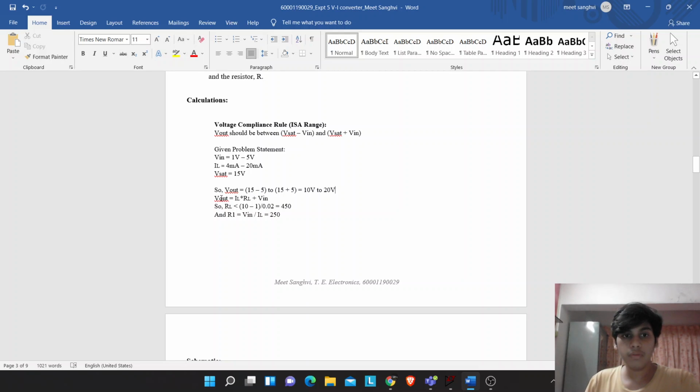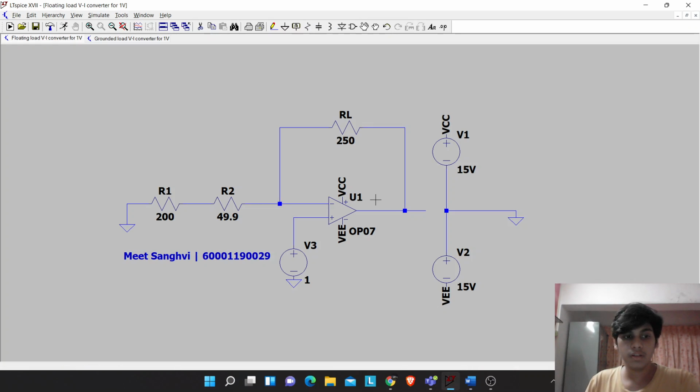Now if we rearrange the formula, we get RL should be less than 450 ohms. This means that our load resistance should be of a value less than 450 ohms for us to get the desired output. If it is more than 450 ohms, then we get a very low value of current. And R1 we take as 250 ohms. So let's start the simulation.